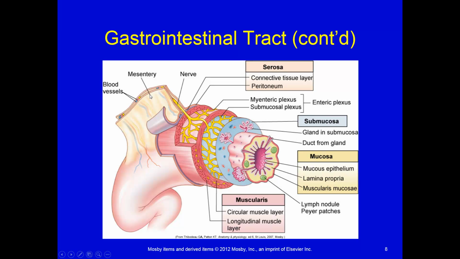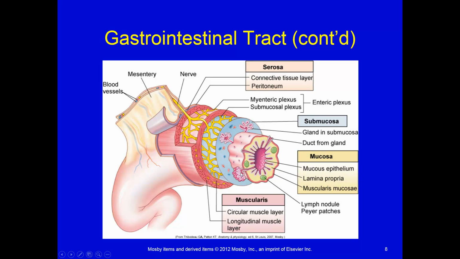Note that the serosa, the most outer layer here, is continuous with a fold of serous membrane called the mesentery. And it's this mesentery, this tissue that's part of the serosa, that actually attaches the GI system, like the intestines, to the abdominal wall. So this prevents the colon or the small intestines from flipping around and getting twisted inside the abdominal cavity. So again, the serosa has that mesentery layer that anchors it to the inside of the abdominal wall.